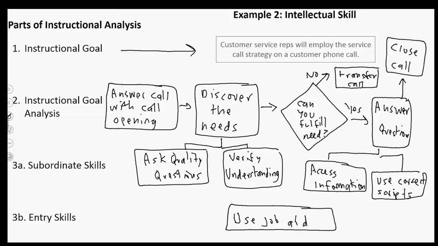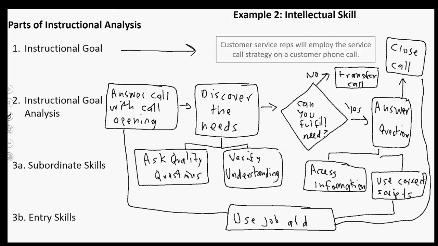So if you're going to use the correct script, you have to use the job aid. And maybe when you answer the call with your call opening, you're using the job aid to use the proper opening. And even when you're closing the call, you might do the same thing. So this job aid might be a big part of doing all these steps. But remember, this is just my first draft. It's a first try. It's not perfect. And you can continue to revise and refine this. One of the major aspects of good instructional design is revising and improving, getting feedback and improving, reanalyzing it yourself and saying, what else can I do here?